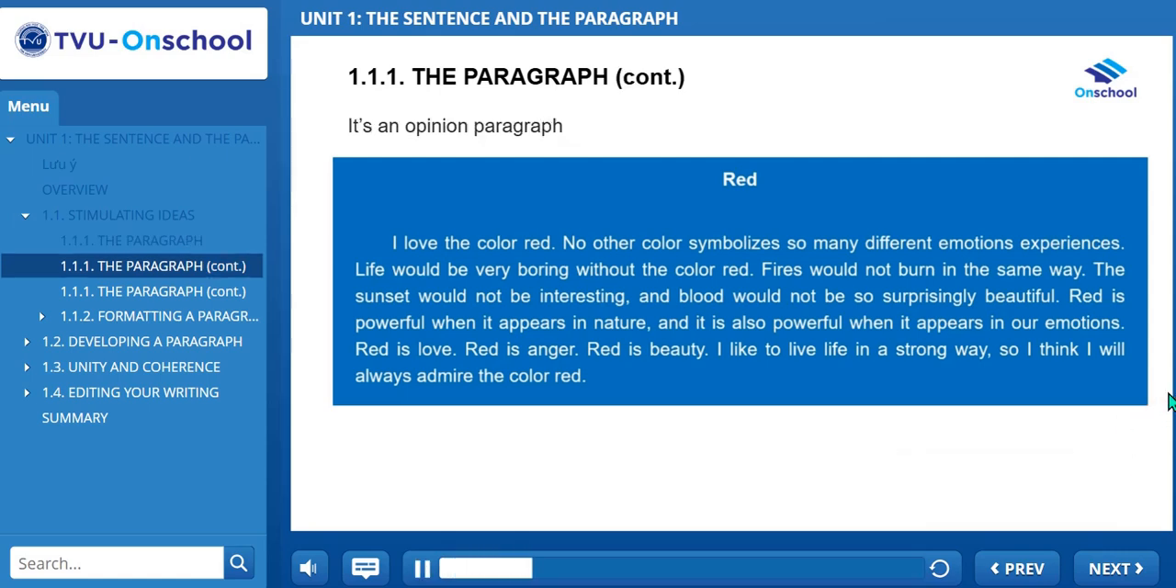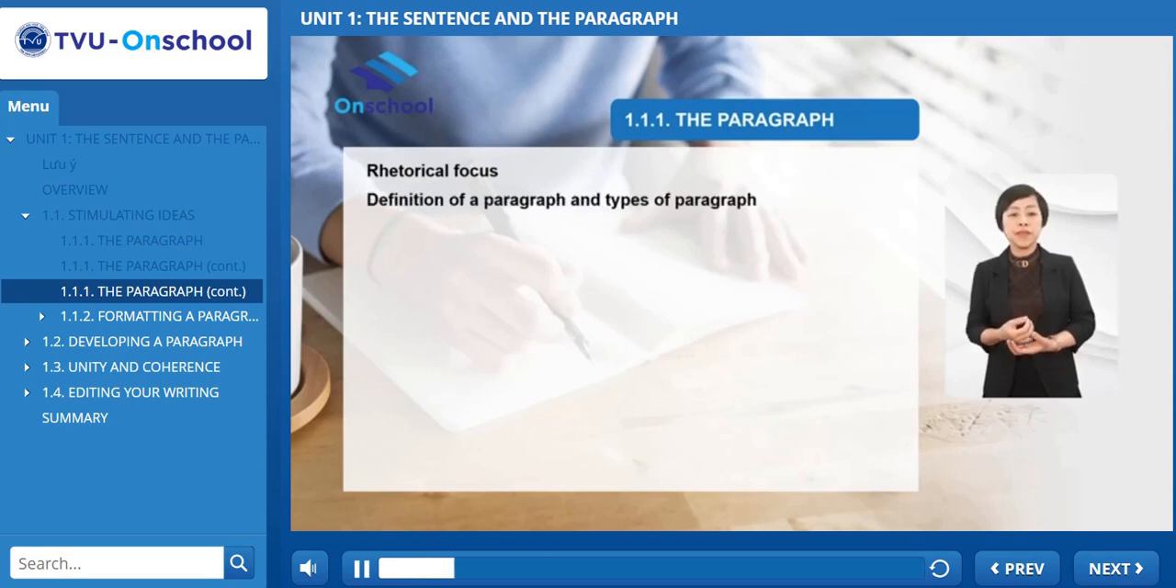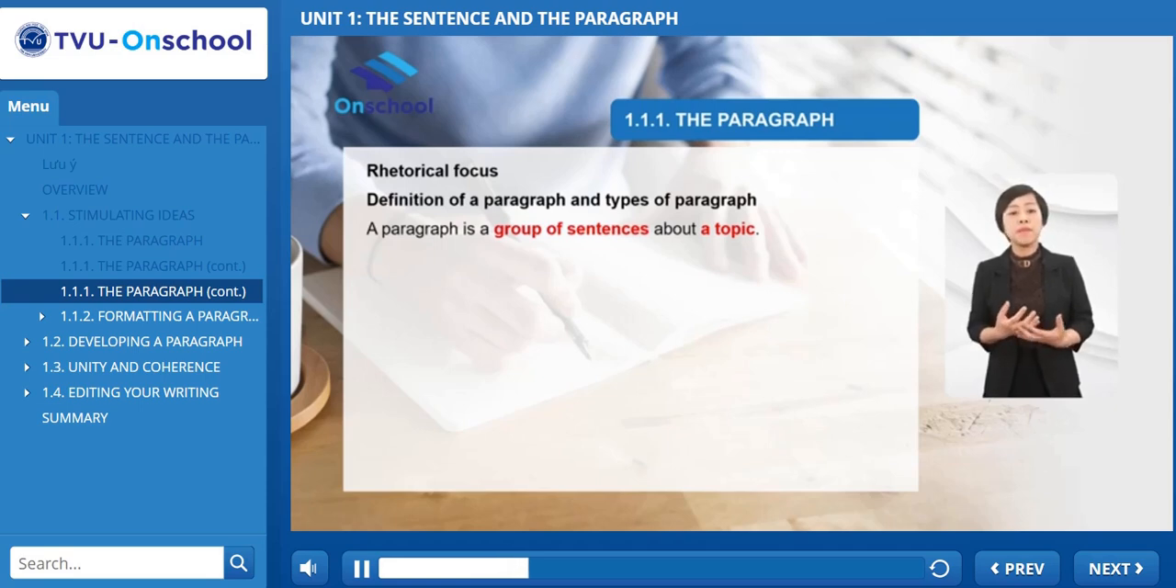So this paragraph is called an opinion paragraph. It should not be a problem if you cannot answer the question correctly because we haven't studied different types of paragraphs yet. Now, let's consider what a paragraph is and what types of paragraphs there are. Here is the definition. A paragraph is a group of sentences about a topic. That means there may be more than one sentence in a paragraph.